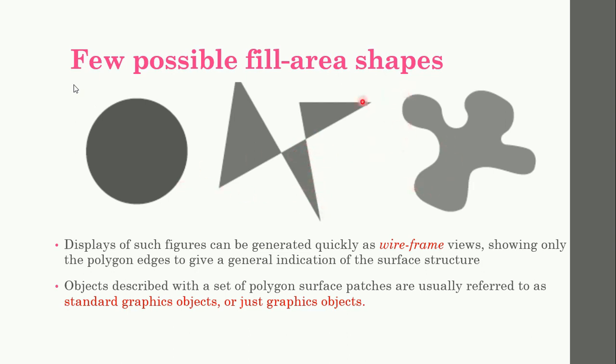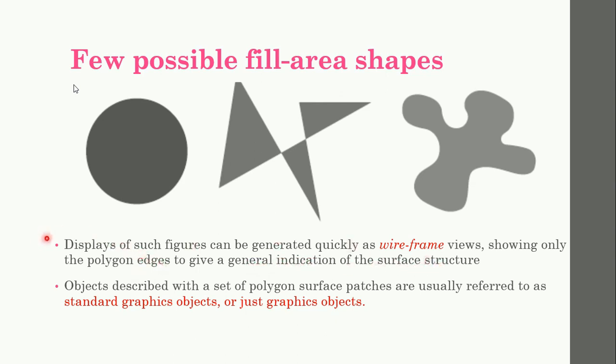Whereas if you compare this with arbitrary shapes, the innermost one also has certain shapes. These diagrams can also be drawn, but they won't have geometric equations, because they are arbitrary shapes. Display of such figures can be generated quickly as wireframe views showing only the polygon edges, to give a general indication of the surface structure.